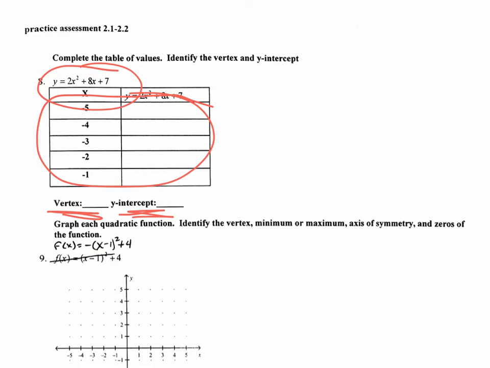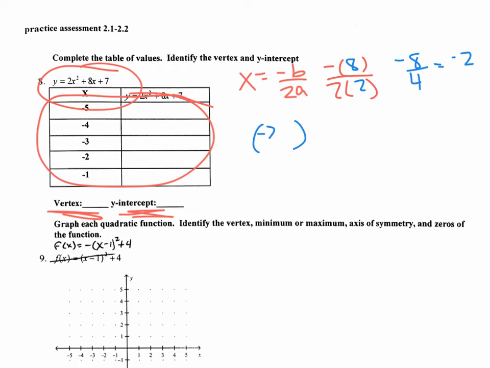Okay, so let's find the vertex, and again, how do we do that? X equals -b over 2a. Now if we plug it in with parentheses so we don't make any mistakes, the b value happens to be 8 and the a value happens to be 2, so we end up with -8 over 4, which ends up being -2 as the x value of our vertex. So our x value of our vertex is -2. How do we find the y value? You simply plug it back in and work it out.